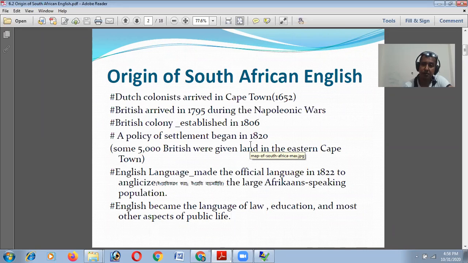But when the British went to South Africa in 1806, they established their colony in South Africa in 1820. At that time, there was a treaty that was signed between the British people and the South African government. The South African government allowed land for 5,000 British settlers to live in Cape Town.